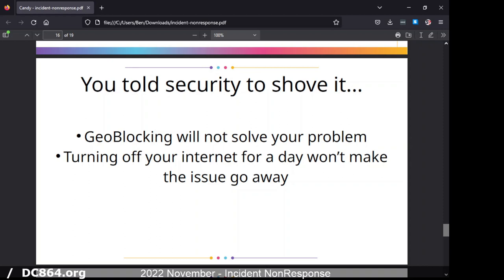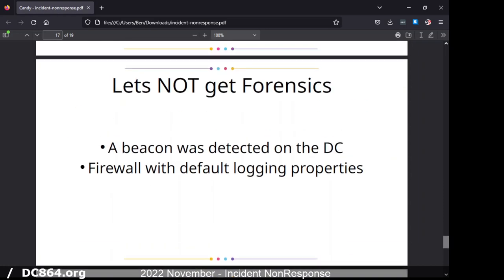Until we find out from this forensics company, next slide, that a beacon was detected on the domain controller, DC, domain controller, sorry. Have no fear, their IT team deleted that VM completely, which also means that all forensics has gone out of the window. Do not delete things that your forensics company hasn't told you to delete.